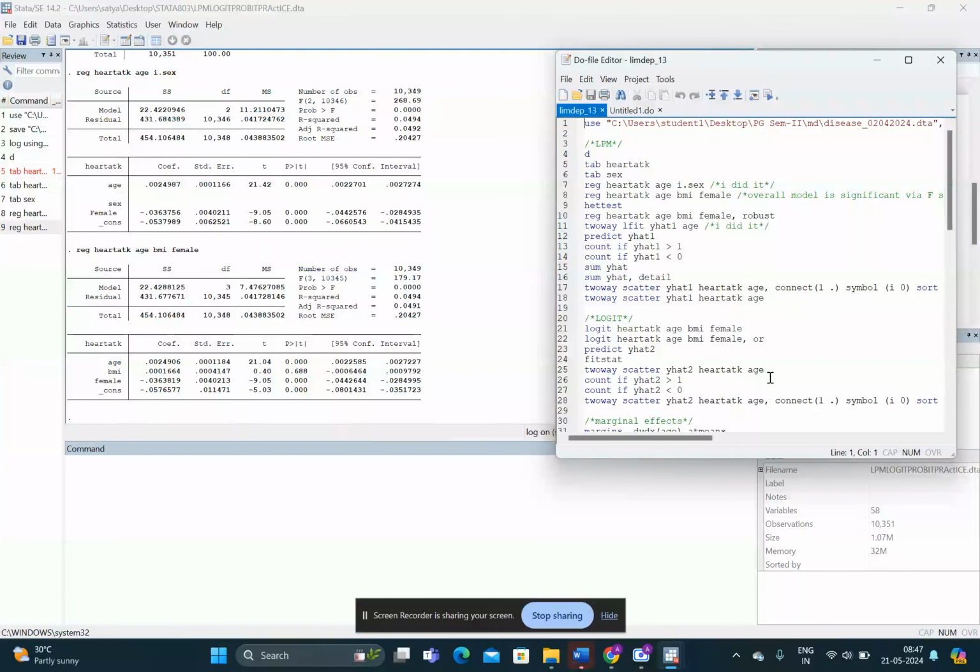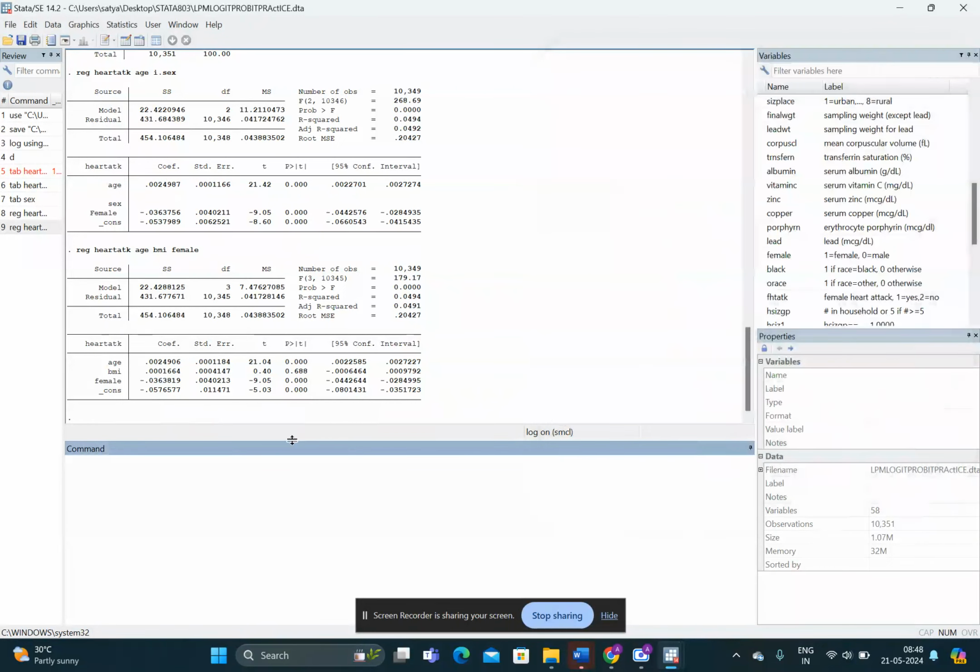Okay. So after that we will do a heteroscedasticity test. As we know in the LPM model, if we solve for the variance, then the variance of the error term is not constant. The variance of the error term is dependent on xi. So we will do a heteroscedasticity test and we will see how it works.